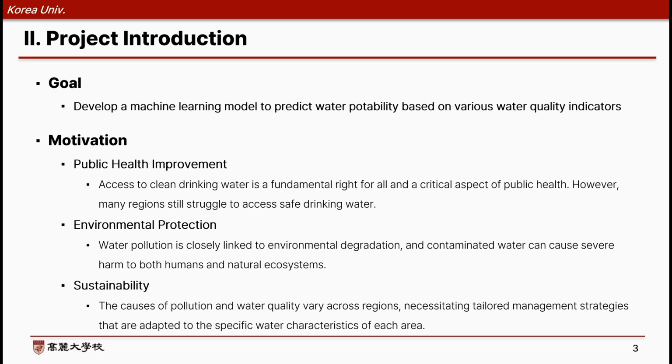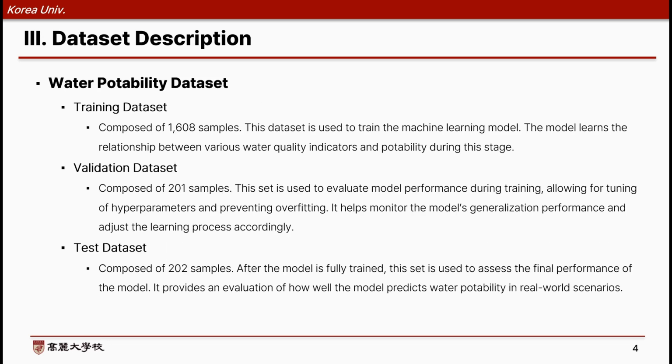For these reasons, we aim to develop a model using machine learning to determine drinkable water. For model development, we use the water potability dataset from Kaggle, which contains various water quality indicators.